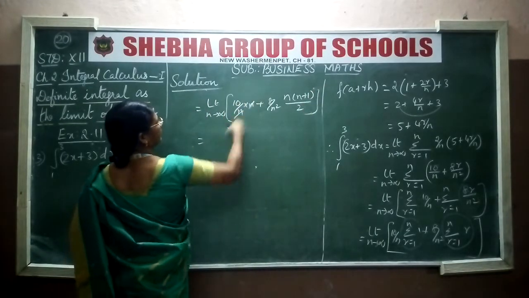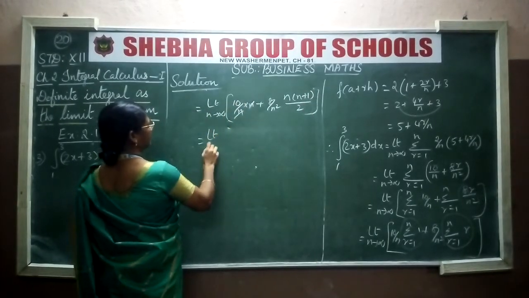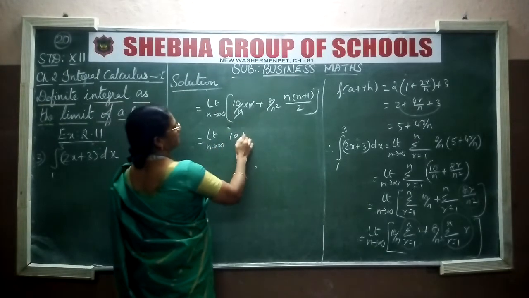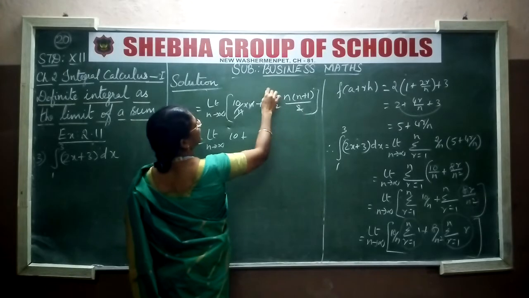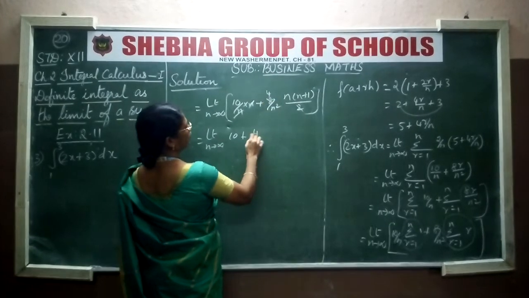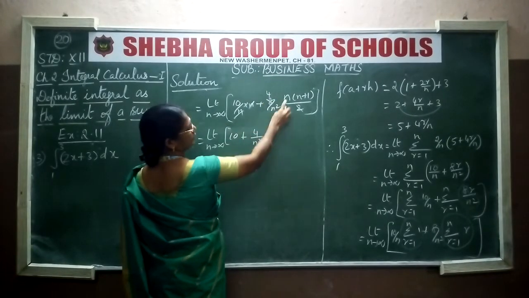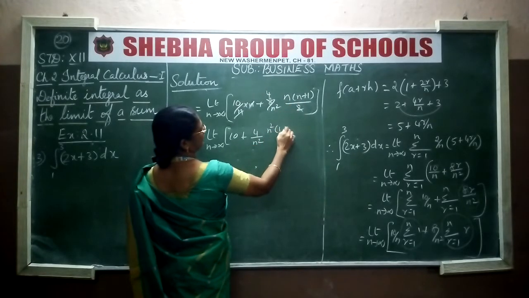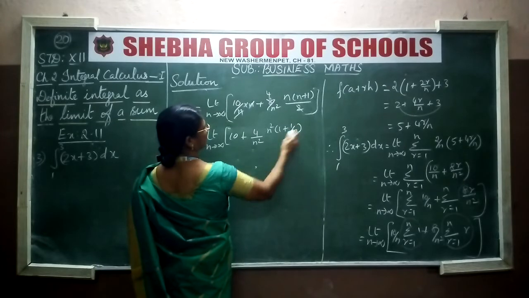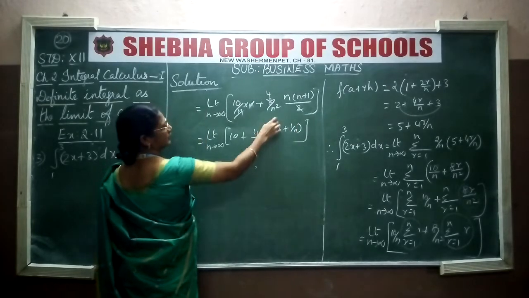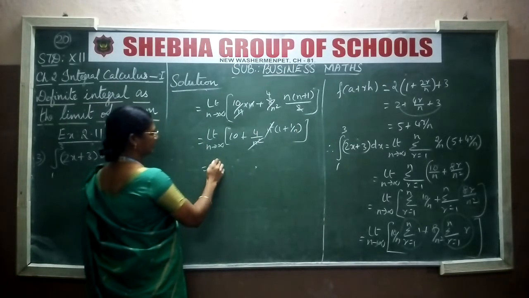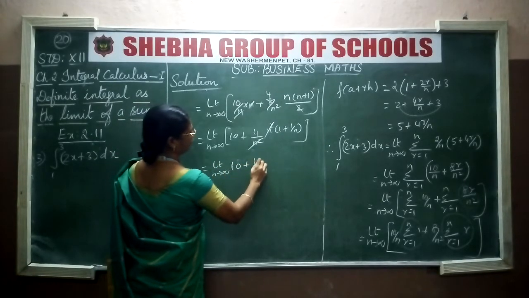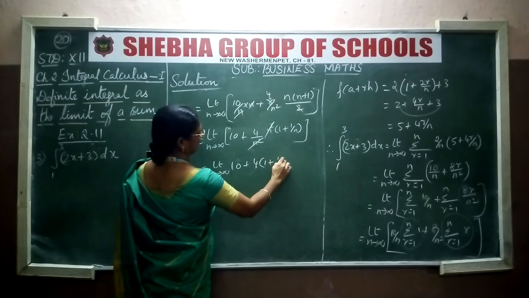So n gets cancelled, we get limit n tends to infinity, 10 plus, cancelling by 2, we get 4 by n square into, taking n from this bracket, n square into 1 plus 1 by n. Now n square cancels and we get limit n tends to infinity, 10 plus 4 into 1 plus 1 by n.